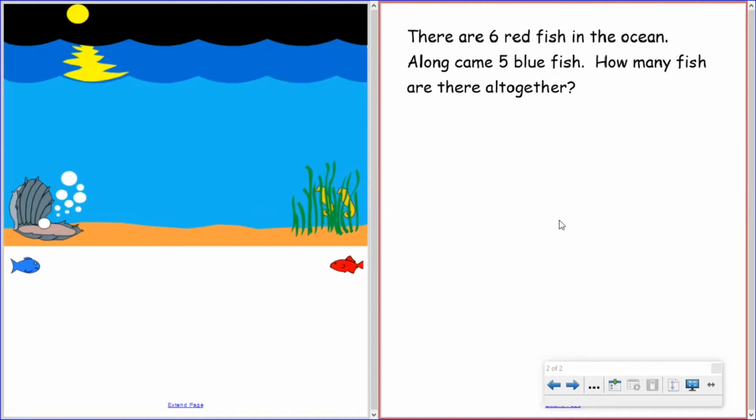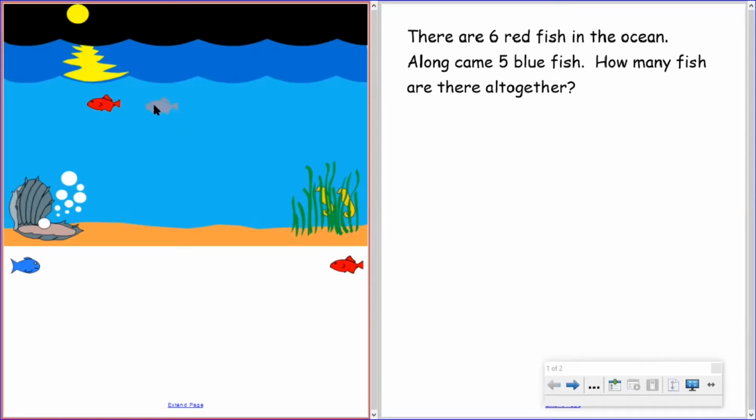Now let's go ahead and act it out. There are 6 red fish in the ocean. So in the ocean, I'm going to put 6 red fish. 1, 2, 3, 4, 5, 6. I'm putting them in a straight line because it makes it easier for me to count.